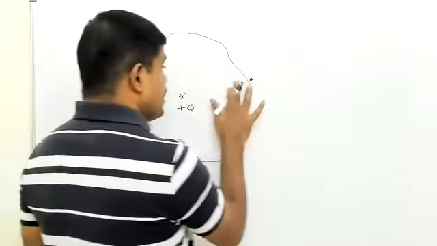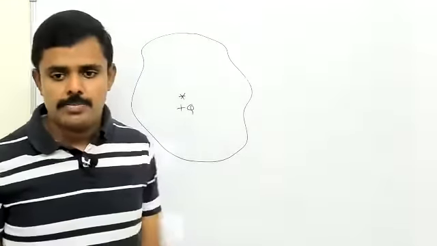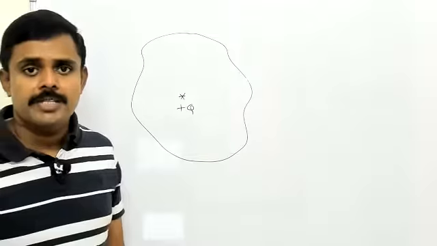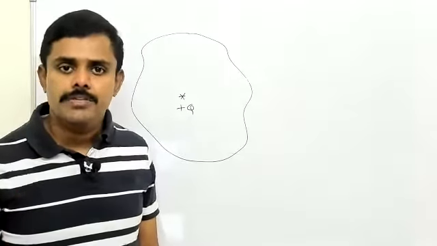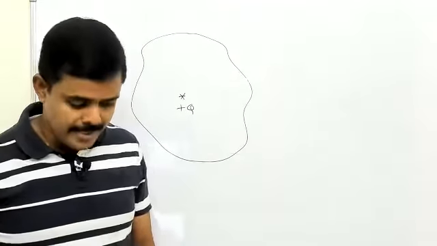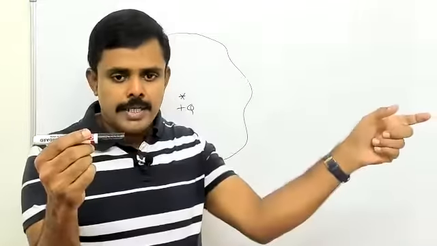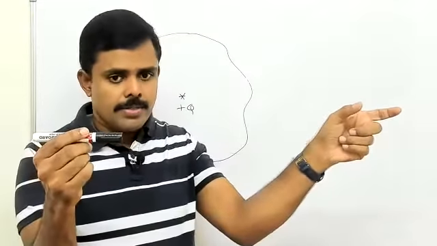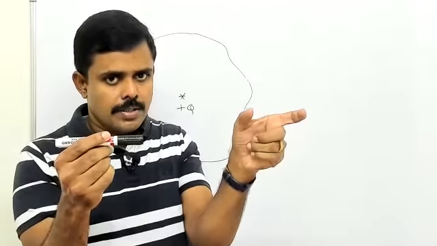So basically, electric field is nothing but a region or a space inside which, if you bring in another charge, that will experience a force. For example, if I keep a magnet here, and I bring in a second magnet, the magnet comes closer, closer, closer.